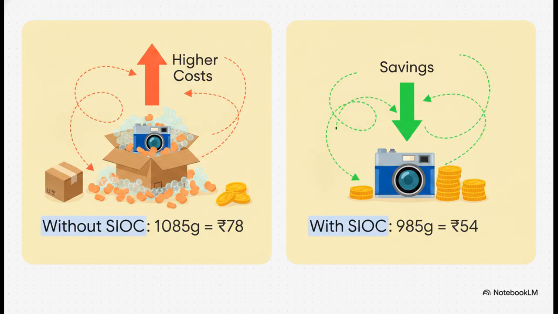Well, because less packaging means less weight and a smaller dimensional footprint. Take a look at this example of a DSLR camera lens. Without SIOC, Amazon puts the lens box into their own bigger box, bringing the billing weight to 1,085 grams. The fee for that comes out to 78 rupees. But with SIOC, the lens ships right in its original box. The billing weight drops down to 985 grams. Because you avoided tipping over into that next 1,000-gram weight slab, your fee drops to a much better 54 rupees. By simply making a really smart packaging choice right up front, you are securing direct cash savings on every single unit you sell.